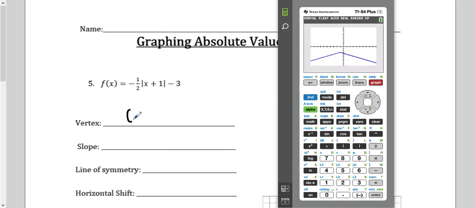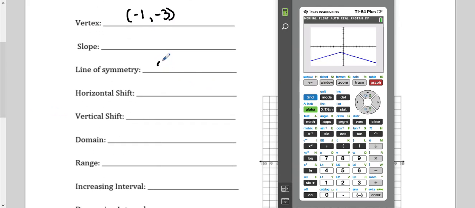Alright, so the vertex here is, you see how it moved to the left one? So the vertex here would be negative 1. You just have to take the opposite number here, comma, and then negative 3. It moved down 1, 2, 3. The line of symmetry is x equals negative 1 right here. The horizontal shift is left 1 unit. The vertical shift is down 3 units. Alright, let me know if you have any questions on this.